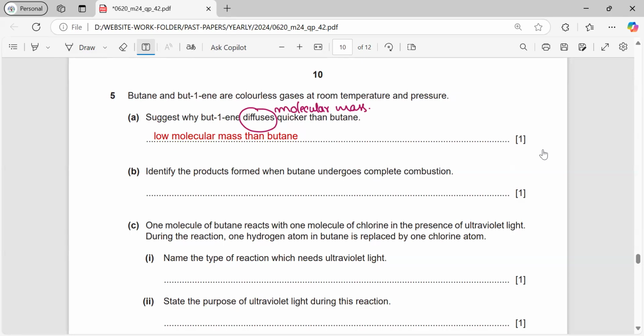Identify the products formed when butane undergoes complete combustion. Whenever any fuel undergoes complete combustion, it produces carbon dioxide and water. Carbon dioxide and water are always produced whenever any fuel has undergone combustion.